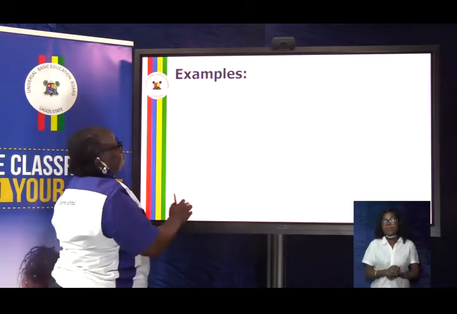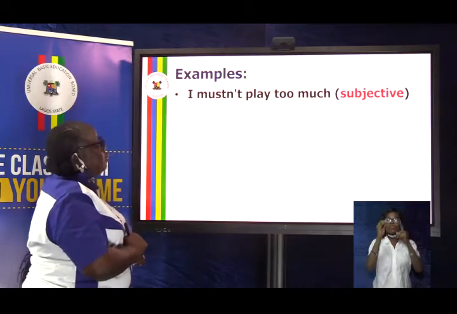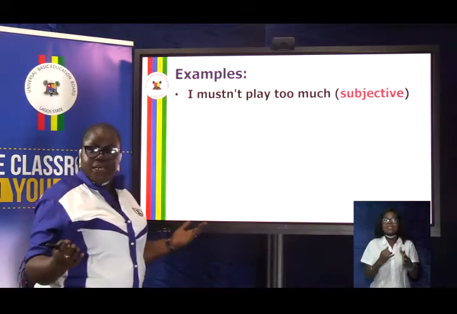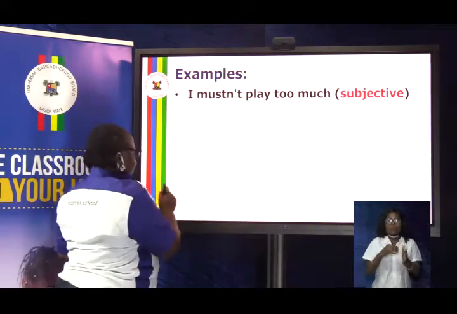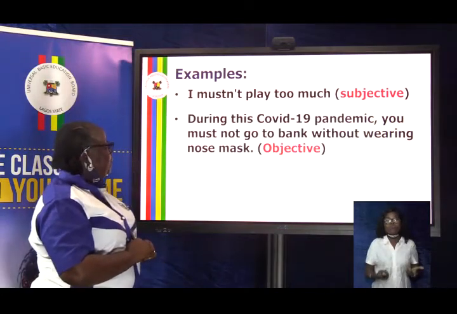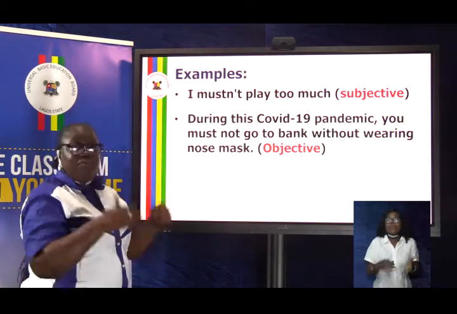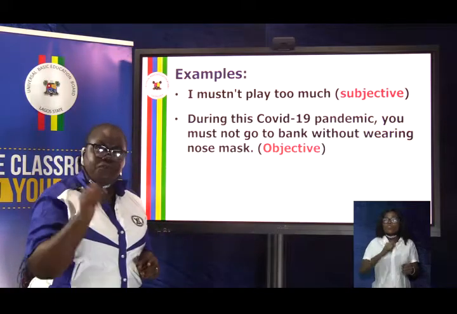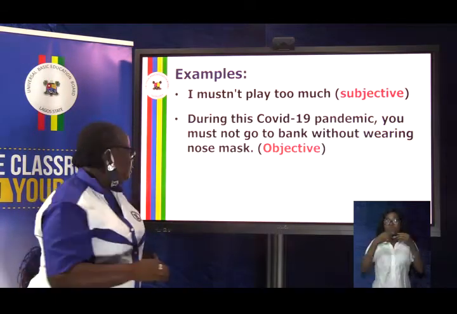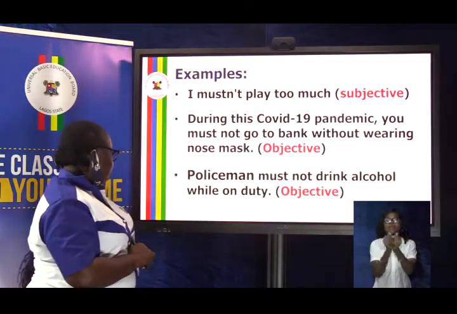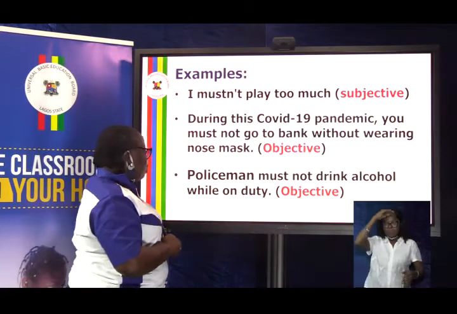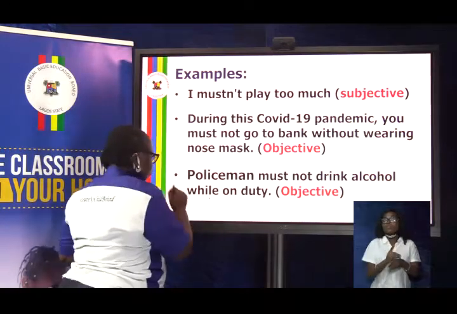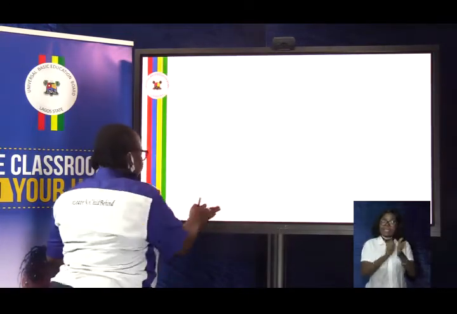Examples. I must not play too much. I mustn't play too much. It is subjective. That is your own opinion. During this COVID-19 pandemic, you must not go to the bank or even any public place without wearing a nose mask. Is that subjective or objective? Of course it is objective because there is a rule that says that. Policemen must not drink alcohol while on duty. It is also objective because it is a rule.